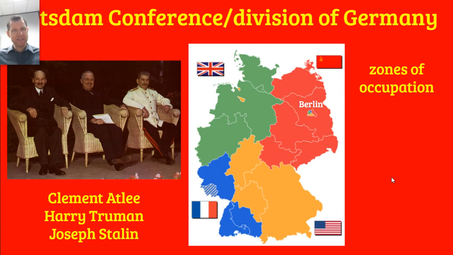You say, well, wait a minute. What did the French do to win the war? I mean, we understand the role that the Americans and British and Soviets played in defeating Germany, but really, what did the French do? They got crushed by the Germans. Well, that's true. The reason why the French received a zone of occupation was this.